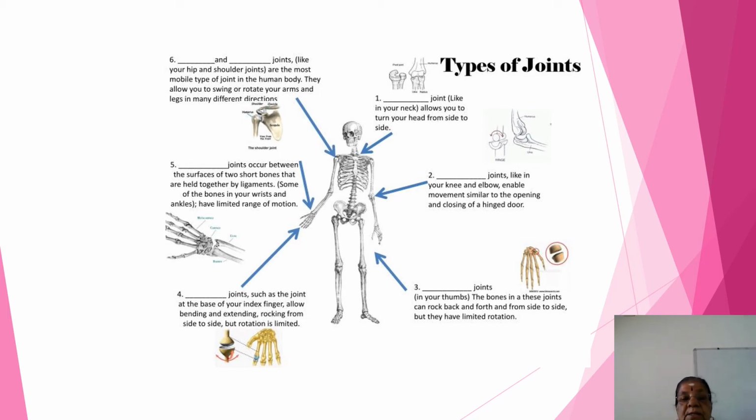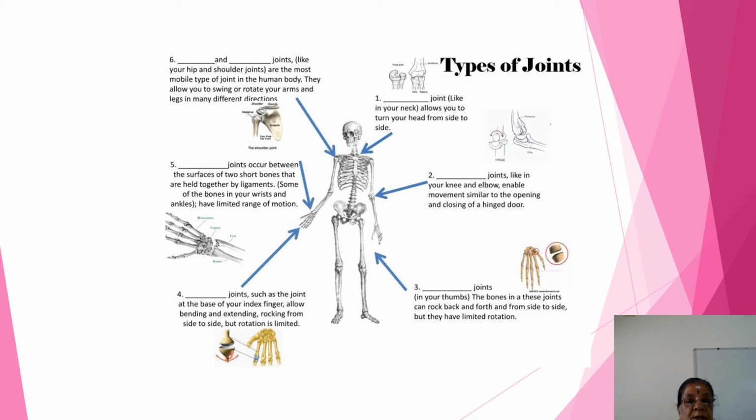And then fifth one, dash joints occur between the surfaces of two short bones that are held together by ligaments. Some of the bones in your wrist and ankle have limited range of motion. சரியா? இதுல இந்த ஹேண்டில் லேபிளிங் நன்னா இருக்கு பாரு. ரேடியஸ் அல்னா the fifth blank கீழே பாரு. Diagram is good. Radius and ulna, wrist bone, phalanges. The palm நல்ல clearer. That you please understand. சரியா?